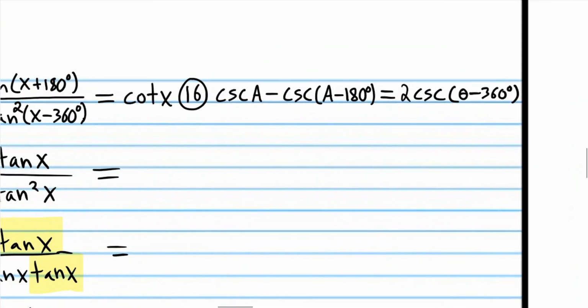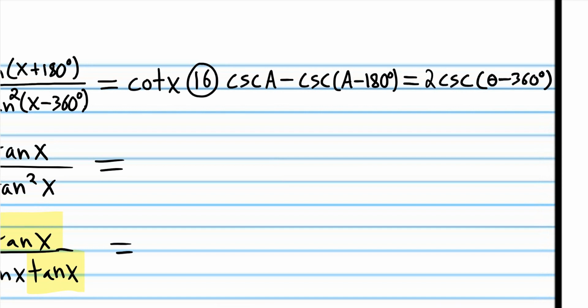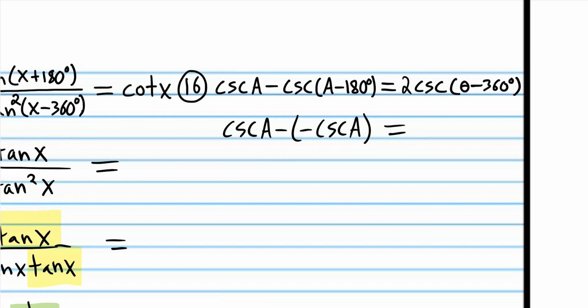Okay, we're back. So there's a number of different ways you can do this. When you subtract 180 from the angle in cosecant, it makes the cosecant value negative, or you can just change it to negative cosecant A. That's a double negative. So we have cosecant A plus cosecant A, which is 2 cosecant A.